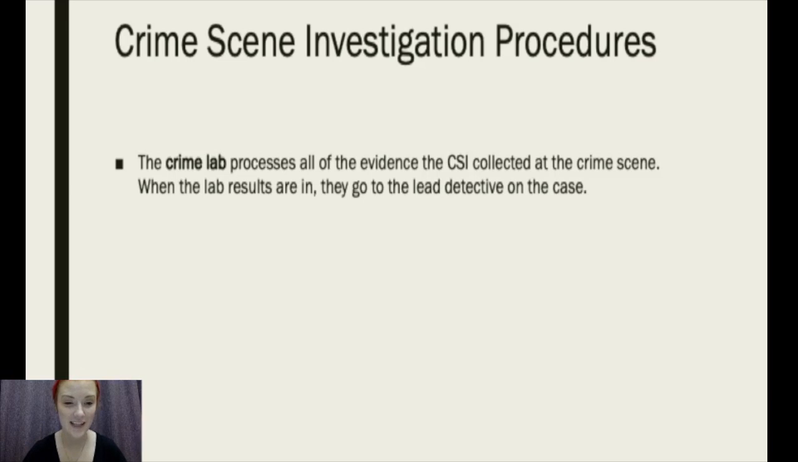The last thing that's going to happen in the crime scene investigation procedure is the crime lab is going to process all of the evidence that we just collected. That's where forensic scientists really come into play. We are responsible for doing fingerprint analysis, DNA testing, all of that fun stuff in order to get results. Once the results come in, we're going to go to the lead homicide detective on the case, and hopefully that is going to lead them in the right direction to solving the mystery.